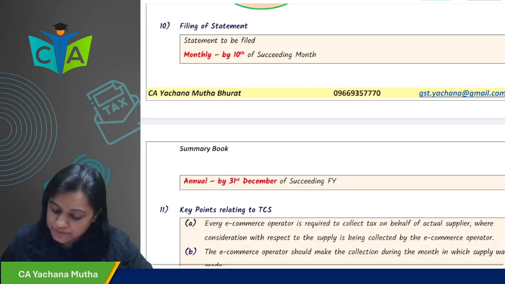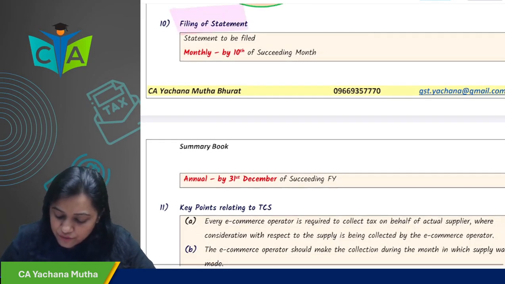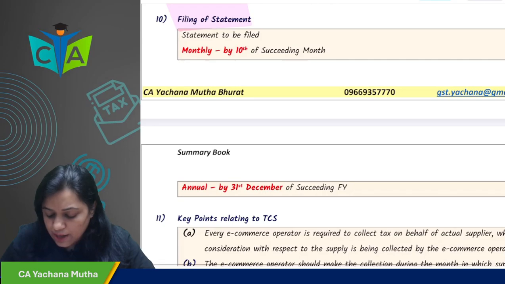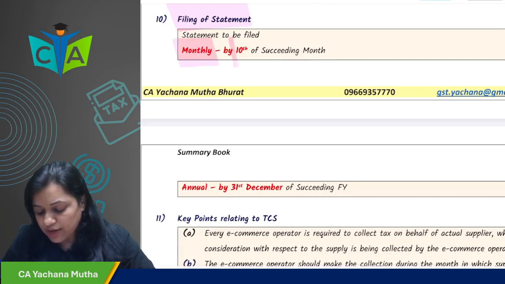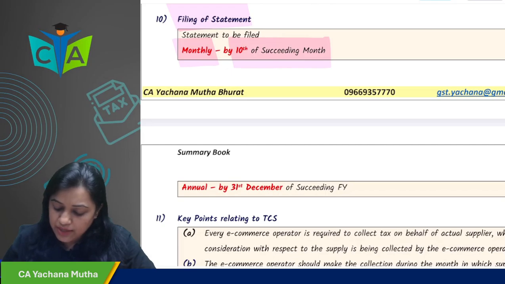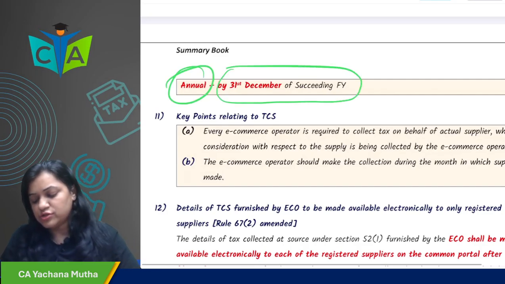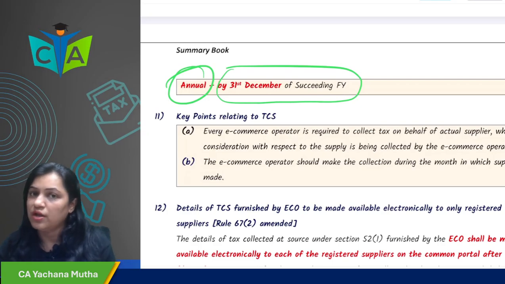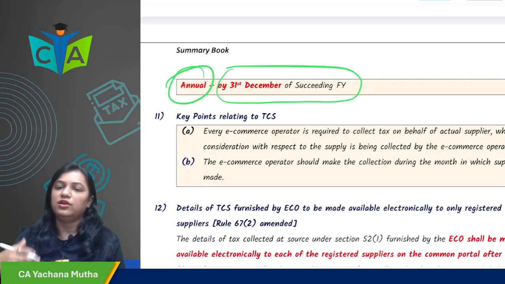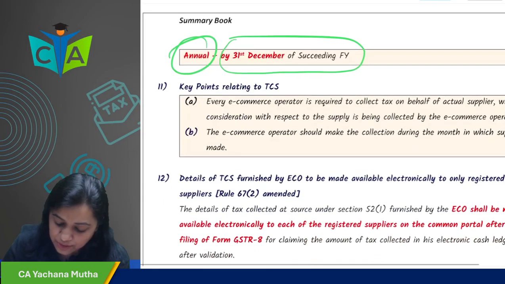Okay, next. The statements to be filed: the monthly statement you have to file by the 10th of the succeeding month. The annual TCS statement you have to furnish by 31st of the succeeding financial year. All this we are going to discuss again in the returns chapter definitely.